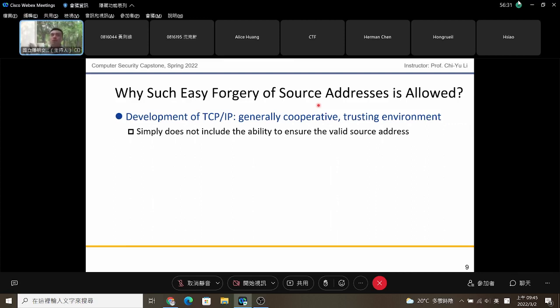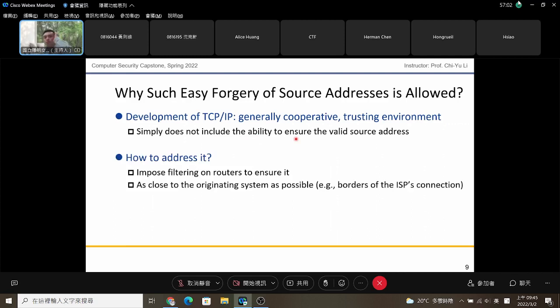For the development of TCP/IP, the environment is generally cooperative, because the two ends just want to send the packets in a reliable way. So they are cooperative, in a trusting environment. It simply does not include the ability to ensure a valid source address.